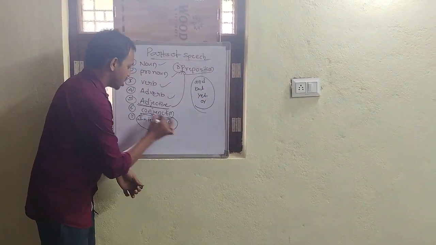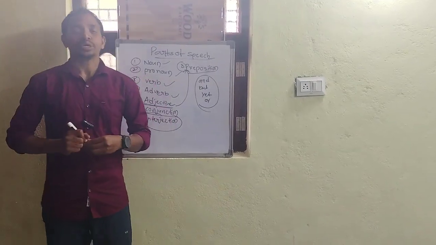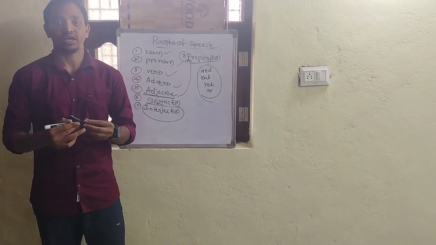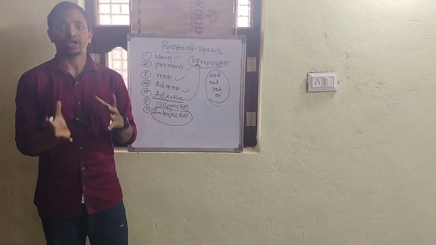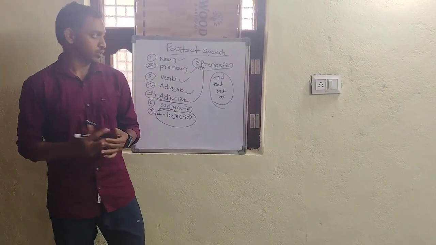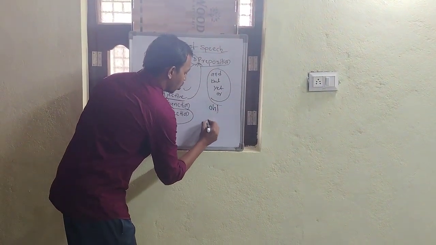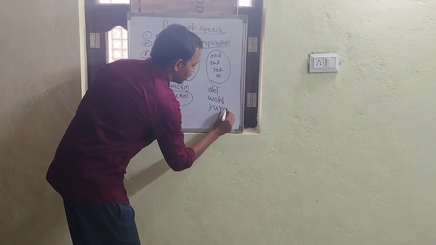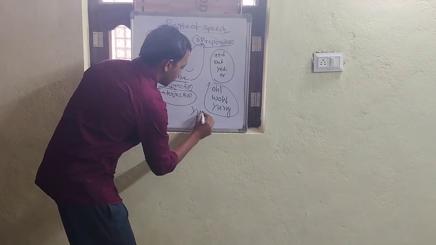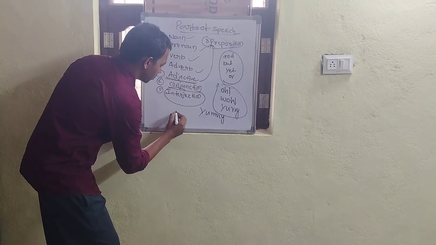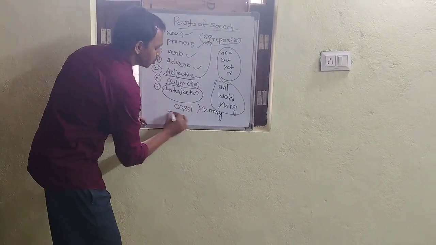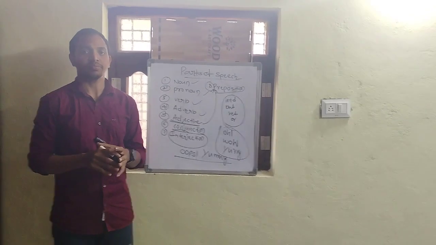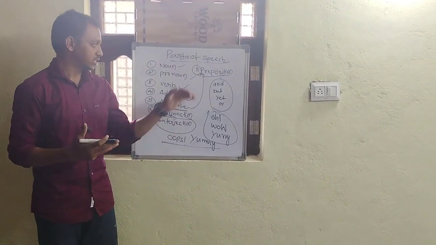And the last one is the interjection. An interjection is nothing but an exclamation. Sometimes you are expressing sudden feelings, sudden emotions, or sudden situations, so you have to use different kinds of words. Examples of such words: oh, wow, hurry, yummy, and also oops. So these are different kinds of words we can call interjections. An interjection is nothing but a sudden expression or sudden feeling.